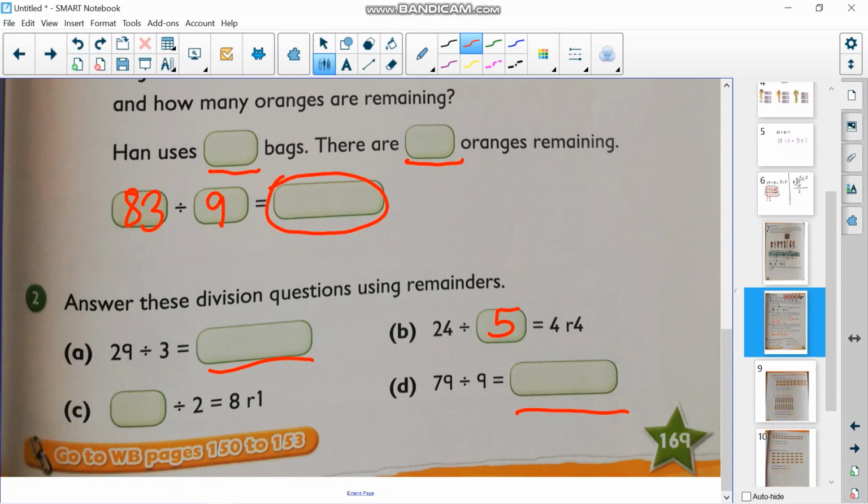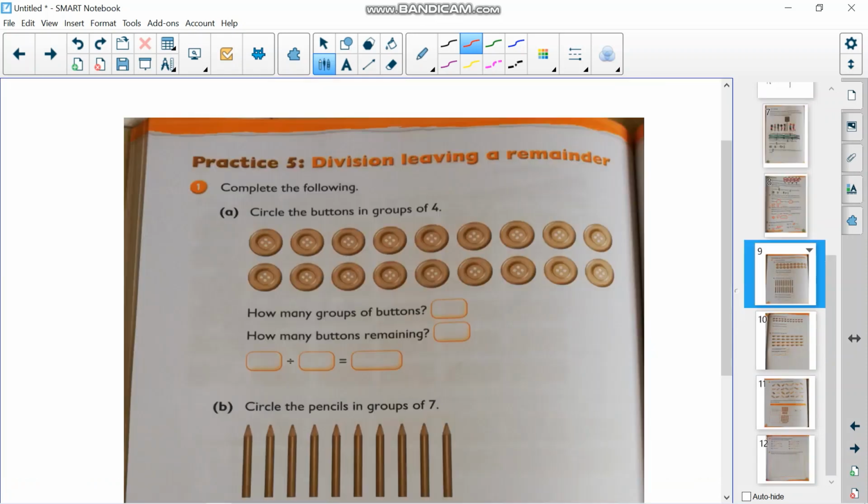So for letter C, you just have to multiply 2 and 8, as we know that the inverse operation of division is multiplication. So 2 times 8 plus 1. So 2 times 8 is 16 plus 1 is equal to 17. Okay? Let us continue with your workbook, practice 5, page 150 up to page 153.